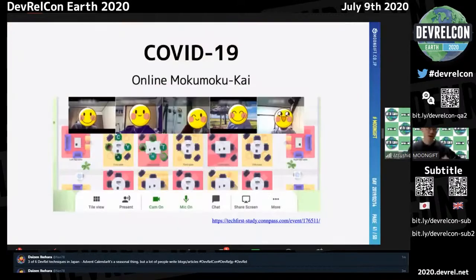Currently, we are being influenced by COVID-19, so we can't get together. We are holding the Mokumoku-Kai online using Zoom or Limo like in this photo.